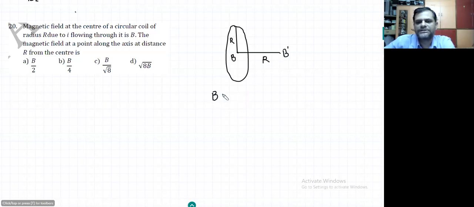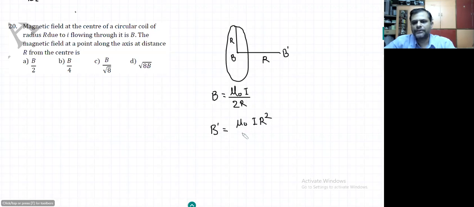Magnetic induction at the center can be easily found out to be simply mu naught into I upon 2R, where R is going to be the radius. Okay, ye formula humare paas hai, magnetic induction at the center ke liye. Lekin, at a point along the axis, at a distance x, ke liye kya formula hai? So, uske liye humare paas formula hai, B dash, which is equal to mu naught into I into R square upon 2 times of R square plus X square, the whole raised to 3/2. Correct? Ye formula humko milta hai. Yes, but X is already given to be R here.